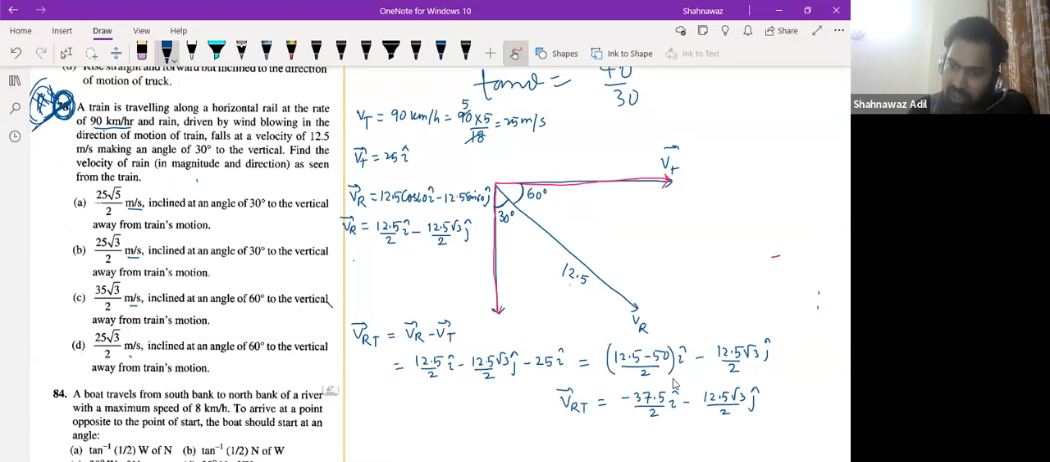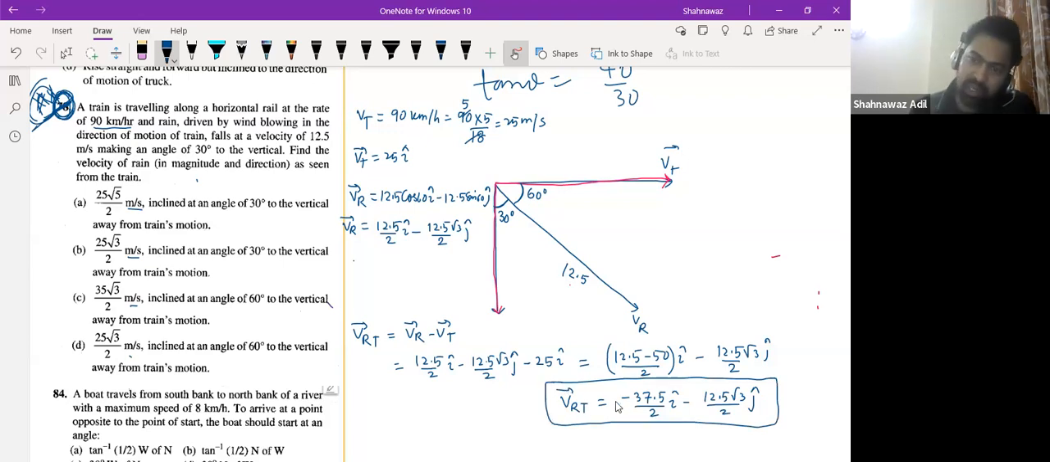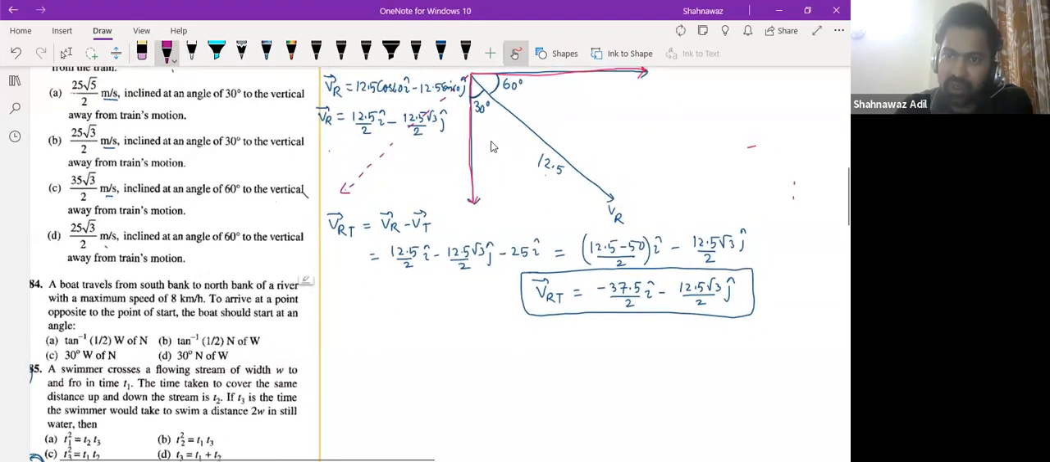Can you tell me in which quadrant this velocity is? Third quadrant, minus, minus. Yes, you said third, right. So the relative velocity is in this direction. Let me just draw the diagram. We have to calculate this theta. Yes, Maria, you are correct. We have calculated the relative velocity, and we only have to find out the direction and magnitude.